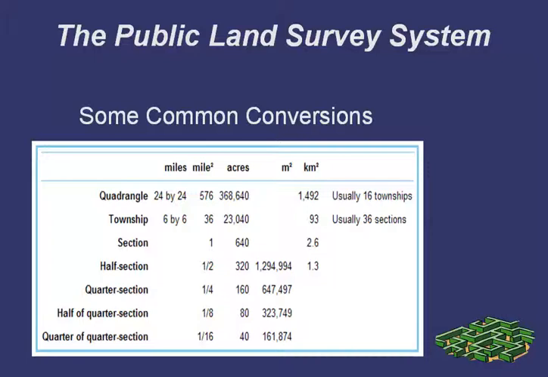One section is 640 acres. It's a mile across. A half section, of course, is 320. A quarter section is 160, half of a quarter section is 80 acres, and then a quarter of a quarter section, 1/16 of course, is 40.